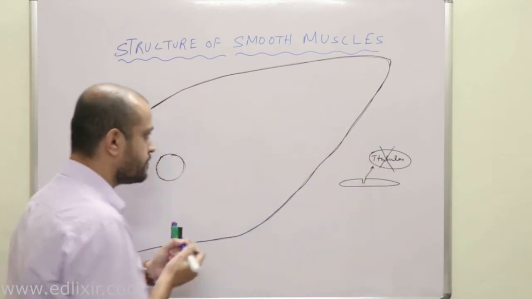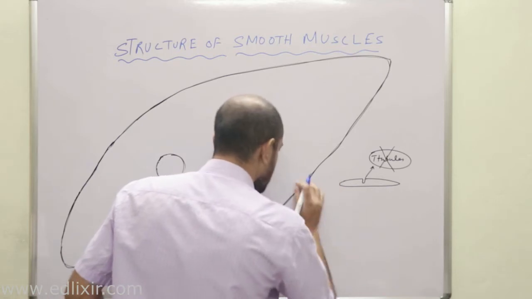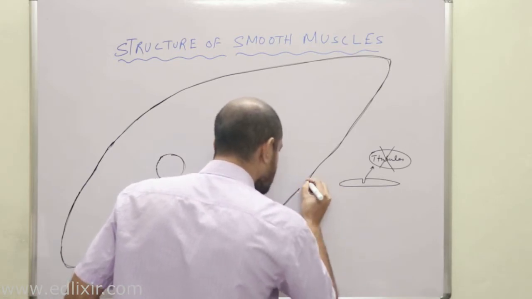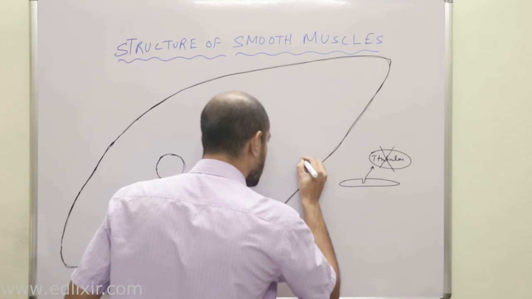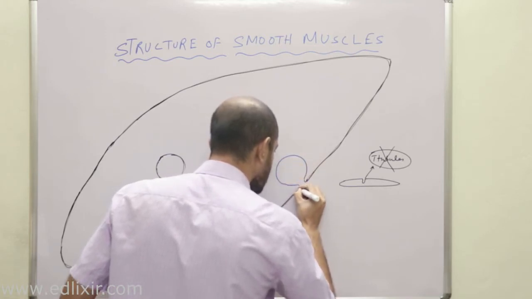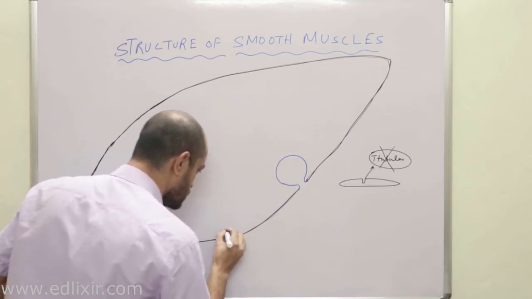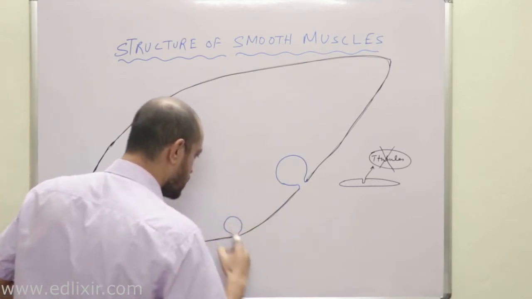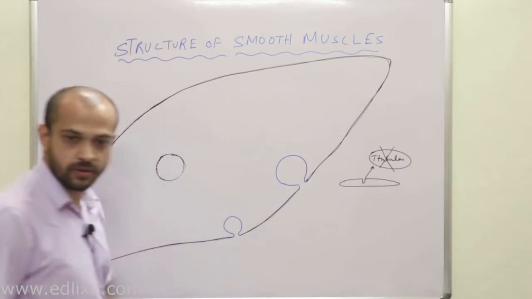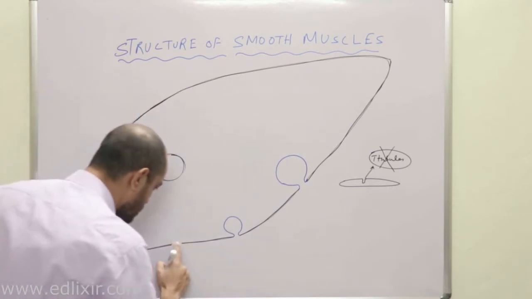Now actually what happens is that small invaginations are present in the smooth muscle at certain distances, but they are not as deep as T-tubules. Okay, they are not as deep as what?